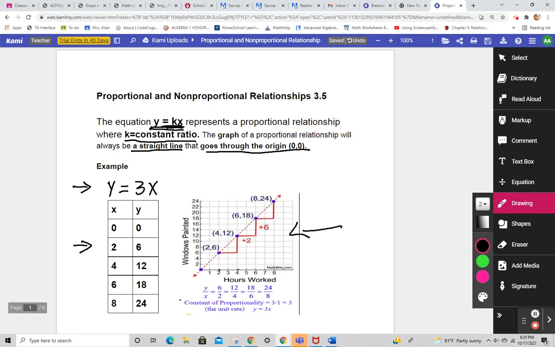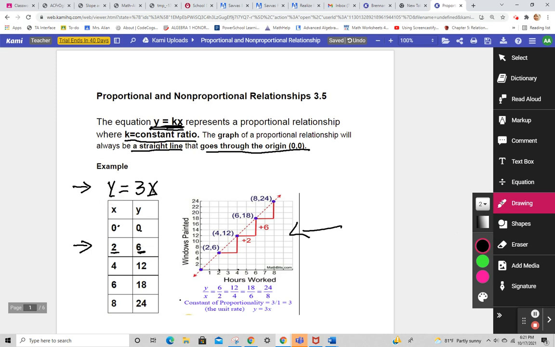All right, so let's say we replace x here with 0. 3 times 0 is 0. That means y is 0. Let's say we replace x with 2. 3 times 2 is 6. That means y is 6.